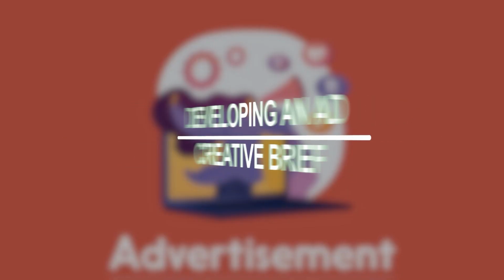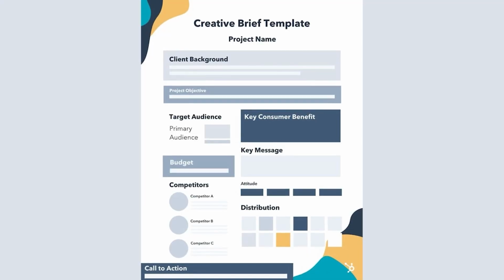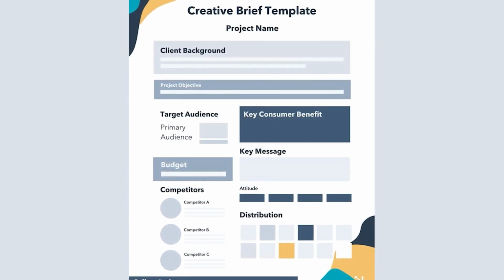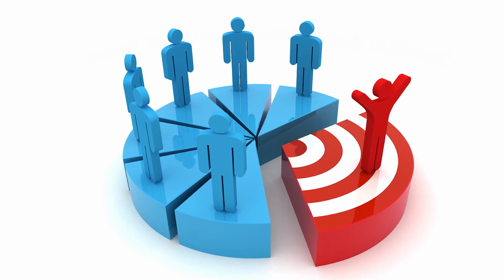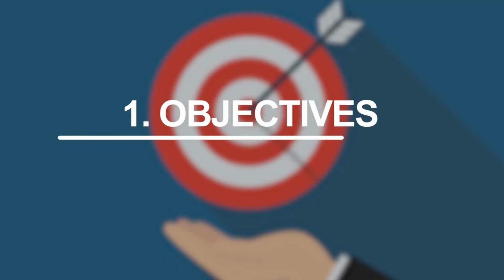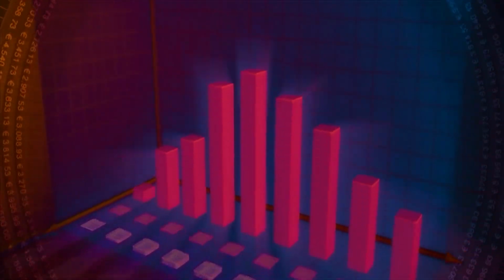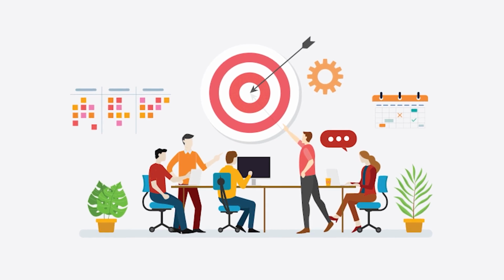Developing an ad creative brief. Before creating ads with Ad Creative AI, it's essential to develop an ad creative brief. A clear and comprehensive brief provides Ad Creative AI with the necessary information to create ads that resonate with your target audience and achieve your marketing objectives. Here are some key elements to consider when developing an ad creative brief. 1. Objectives. Clearly define your marketing objectives for the ad campaign. Are you looking to increase brand awareness, drive website traffic, generate leads, or boost sales? Having clear objectives will help Ad Creative AI create ads that are aligned with your goals.